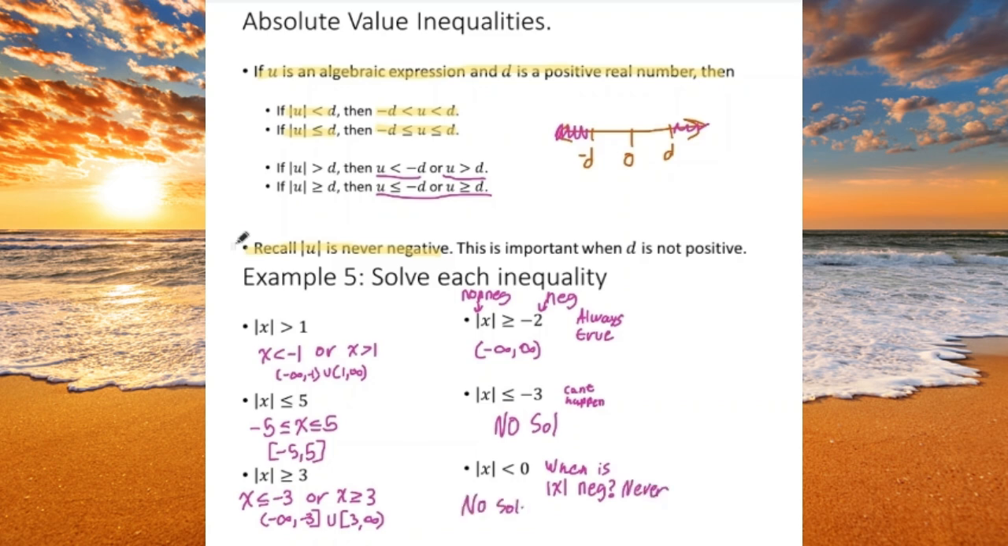So whenever d is positive, we can split up according to these 4 bullet points. If d is negative, we do have to be careful on whether or not the inequality will make sense or not. Same thing with d being 0, we still have to think about whether or not the inequality makes sense.